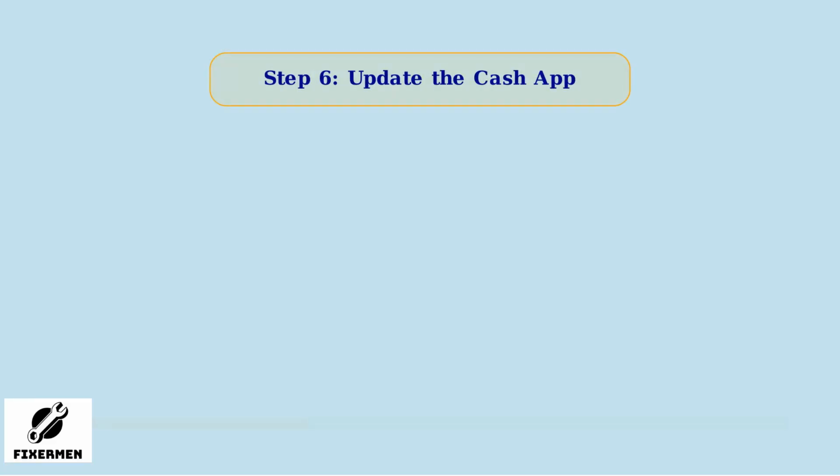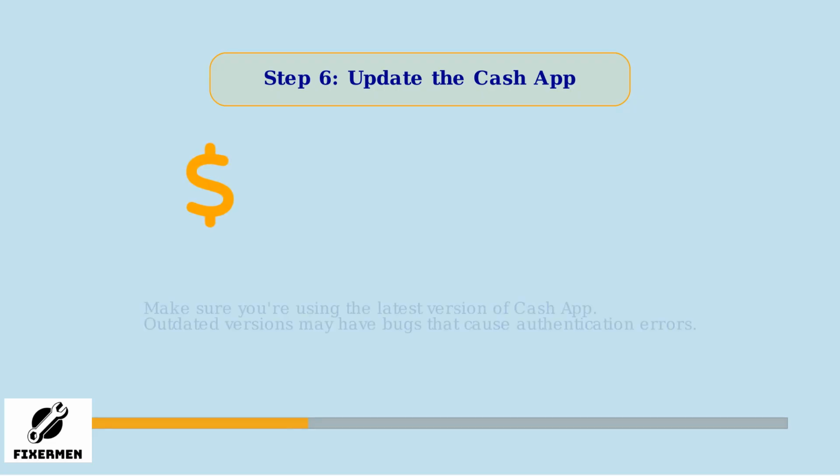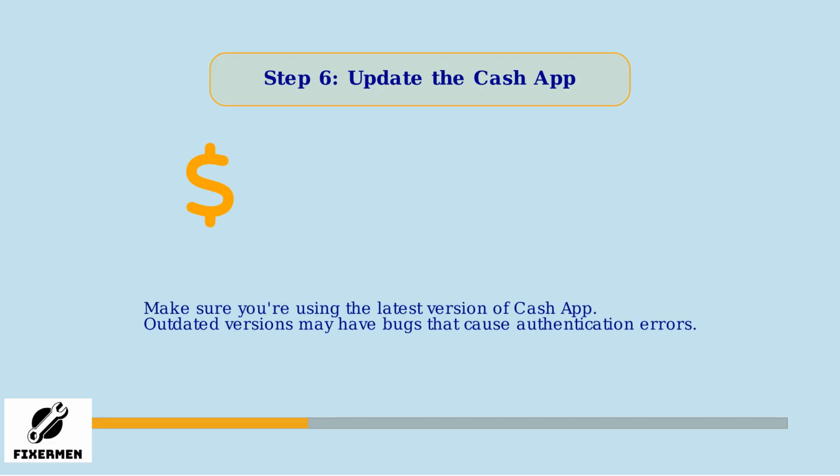Step 6 focuses on updating the Cash App to ensure you're using the latest version. Outdated apps can contain bugs that lead to authentication errors, like the 401 unauthorized code. Here's the Cash App logo for reference. To update, you need to visit your device's App Store. For iOS devices, open the App Store and check for updates. For Android, use the Google Play Store. These screenshots show how the stores look.